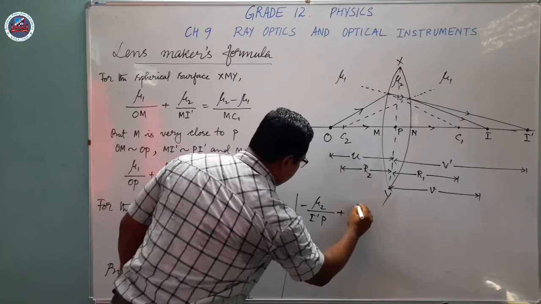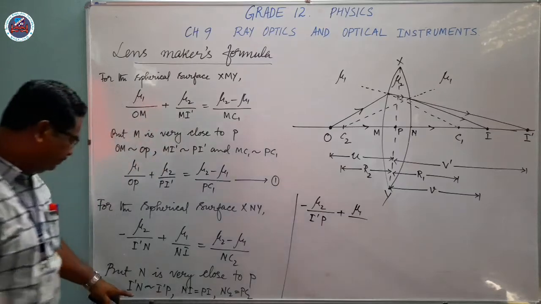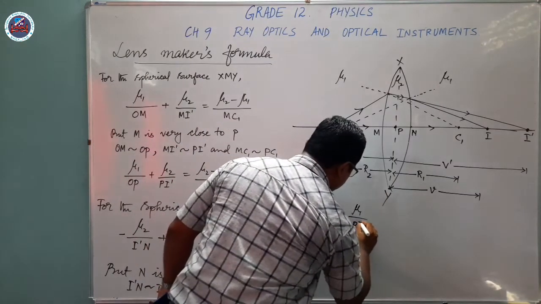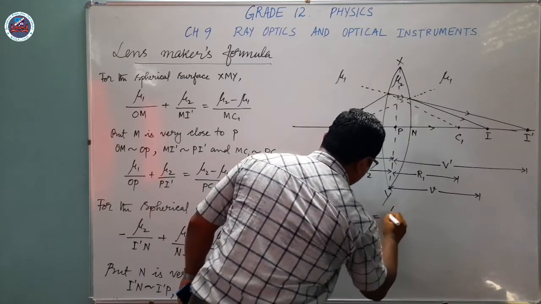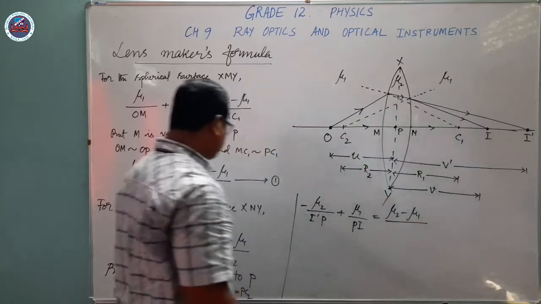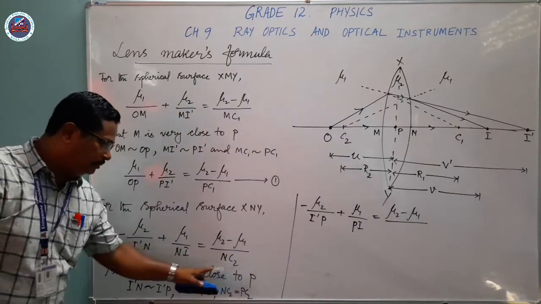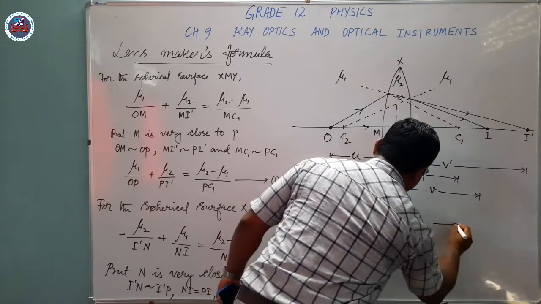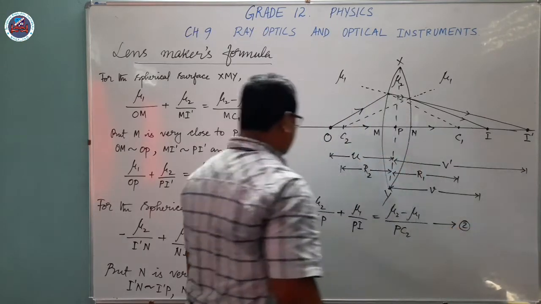plus mu1 divided by pi will become pi, that is equal to mu2 minus mu1 divided by nc2 will become pc2. Let us mark this as equation number 2.